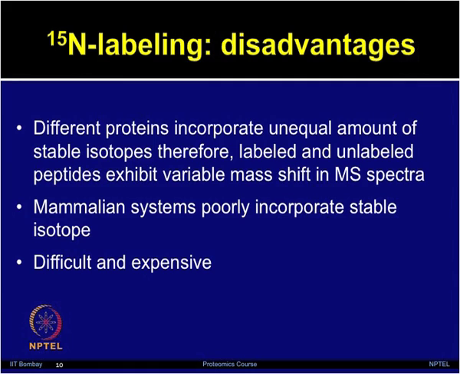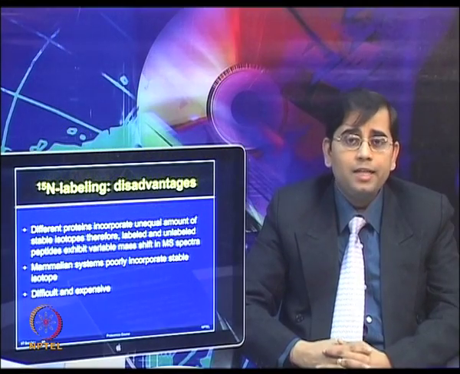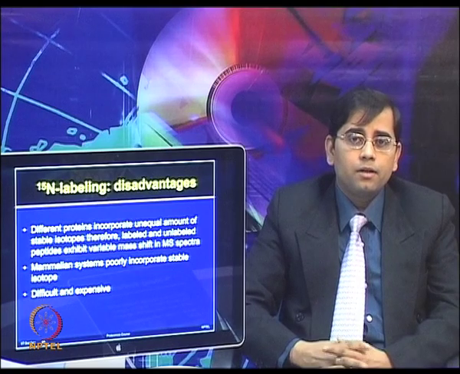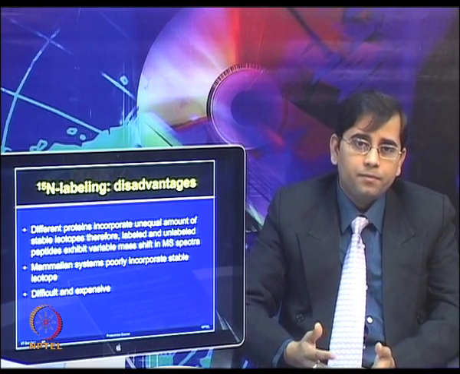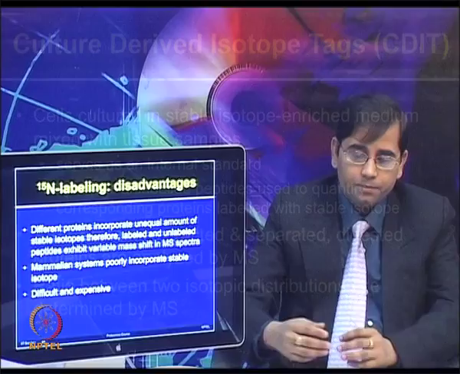The mammalian systems very poorly incorporate these stable isotopes. Furthermore, this method is difficult and expensive. Due to these limitations, researchers have tried other labeling methods as well.